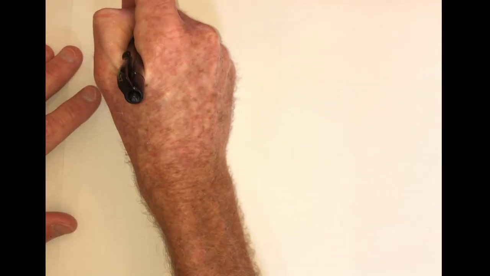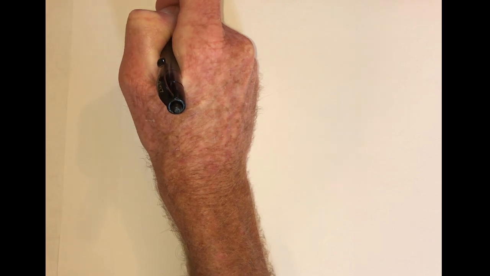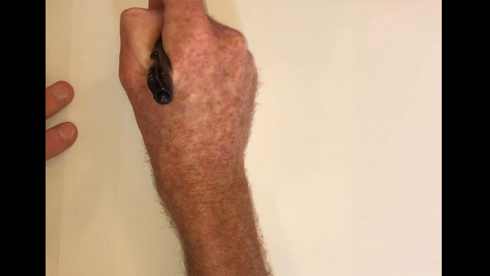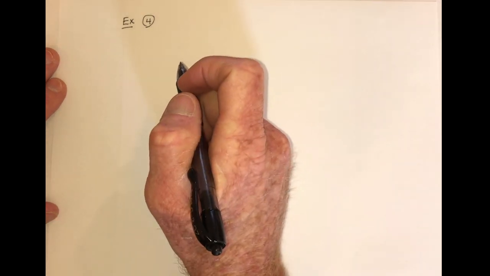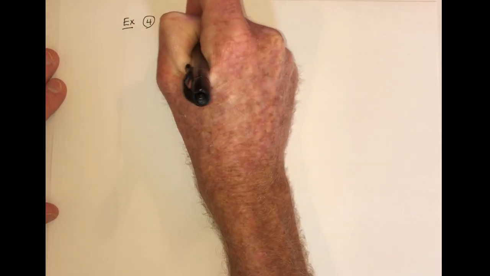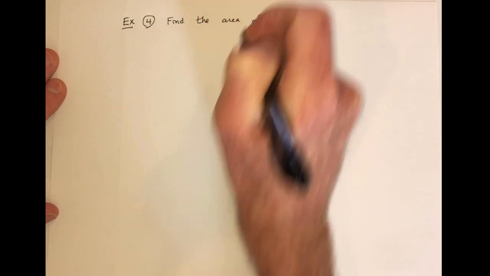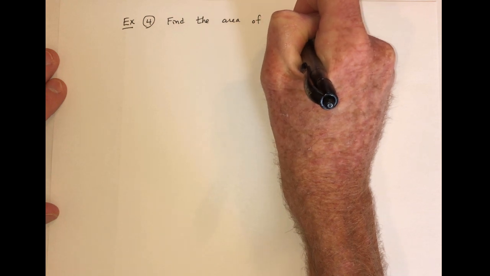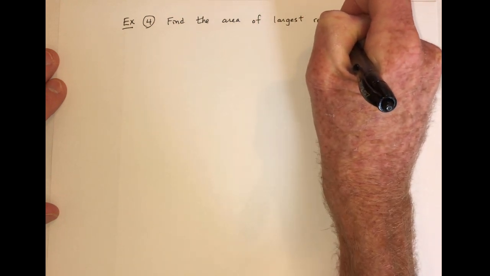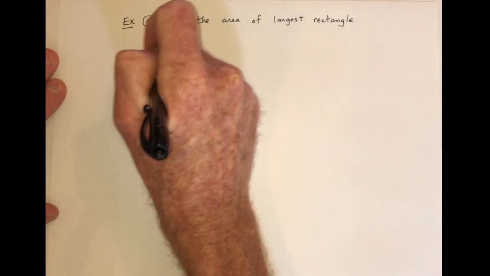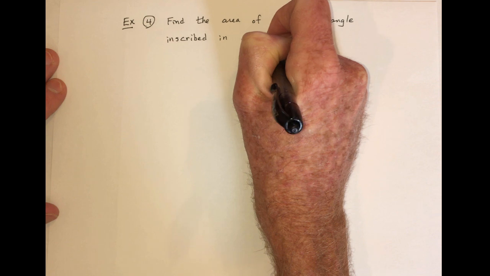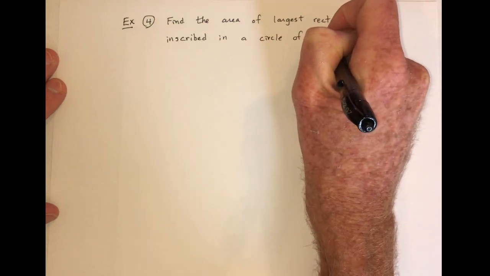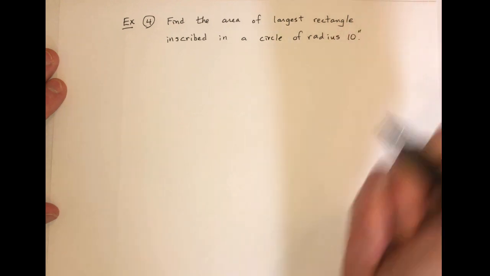Next example. For example number 4, find the area of the largest rectangle inscribed in a circle of radius 10. And we'll use inches.